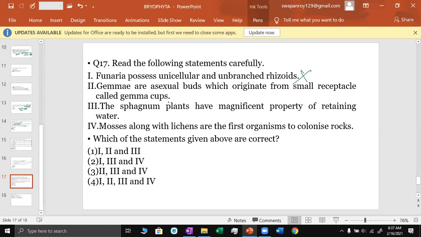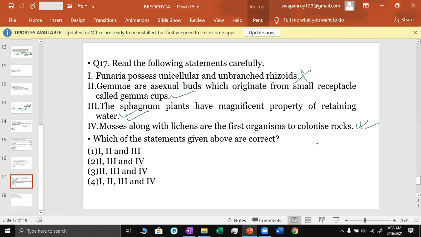Gemmae are asexual buds which originate from a small receptacle called gemma cup. This is true. Sphagnum plants have the magnificent property of retaining water. That is correct. Mosses along with lichen are the first organisms to colonize rock. Yes, this is known as succession.